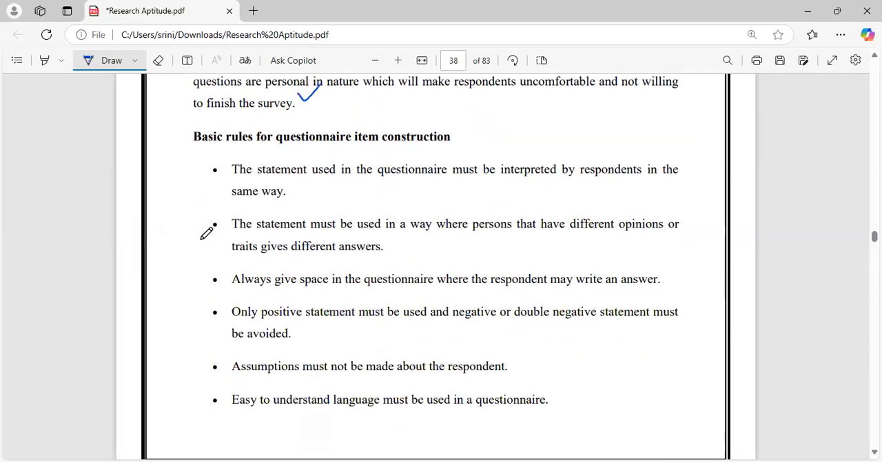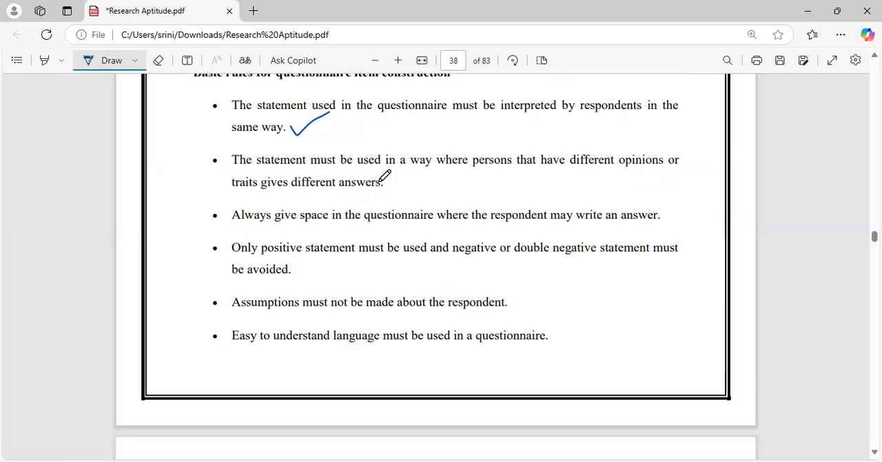Basic rules for questionnaire item construction. The statement used in the questionnaire must be interpreted by respondents in the same way. Yes, there is a huge possibility the question might be interpreted differently. The statement must be used in a way where persons that have different opinions or traits give different answers.